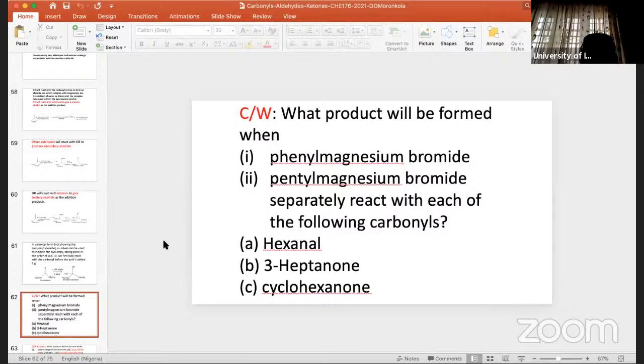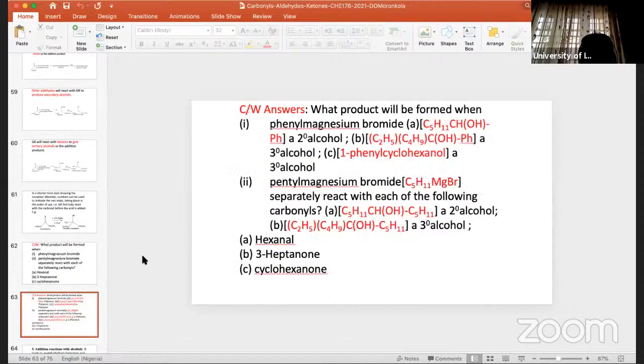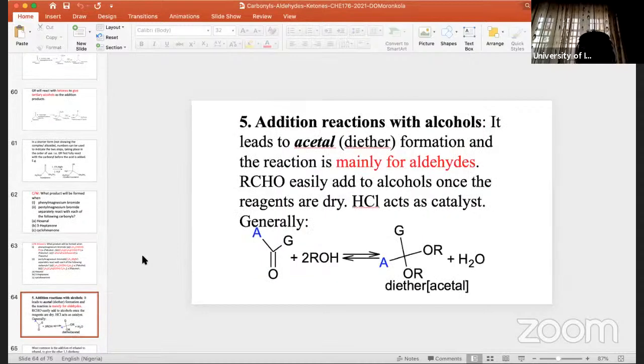If you have each of these two different Grignard reagents, you pick I, reacting with hexanal, give the equation; reacting with 3-heptanone, give the equation; and the third one, do the same with II. Now, what are the products we have in each case? That's it, and here I have the answers for you. I want you to sit down and get accustomed to working out these reactions.